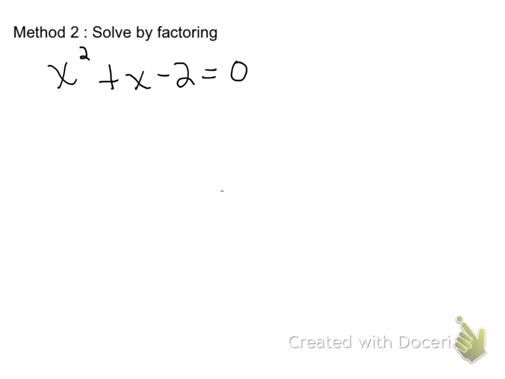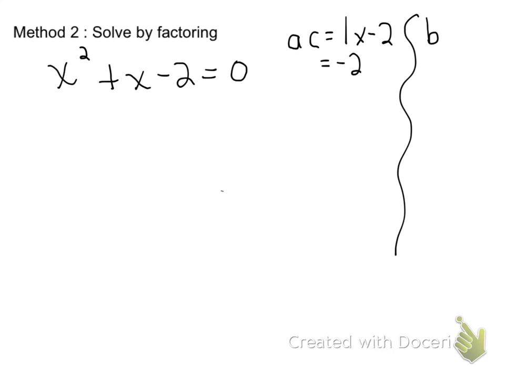Method 2 would be solving by factoring. If you can solve by factoring, you might as well try it. So here we know that this is not a perfect square trinomial since -2 does not have a square root. So we're going to try doing factoring by decomposition. So 1 times -2 equals -2, and my b value is +1. The only factors of 2 is 2 times 1.